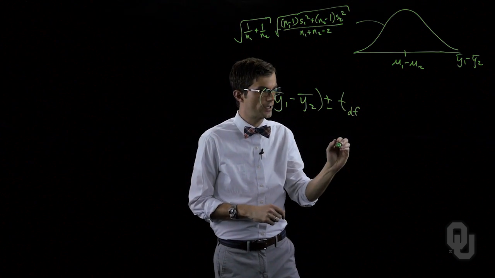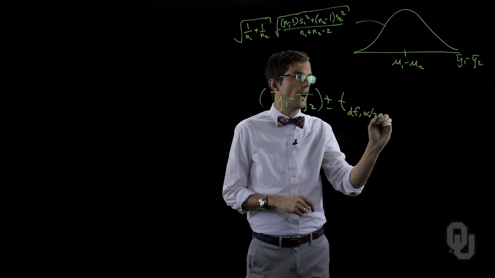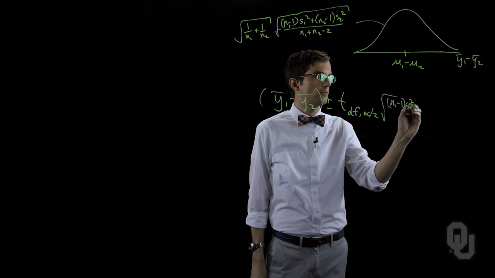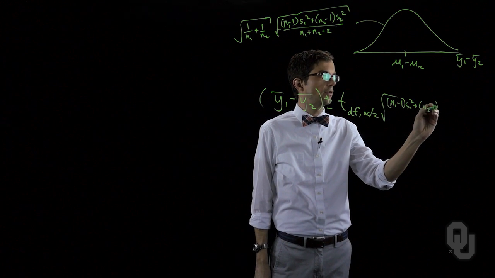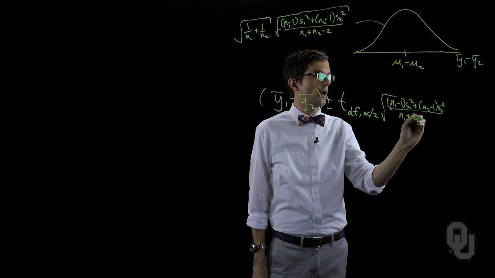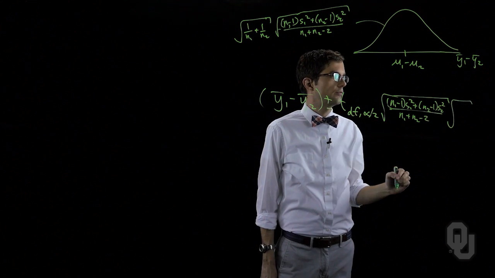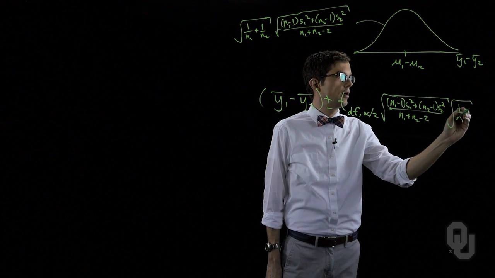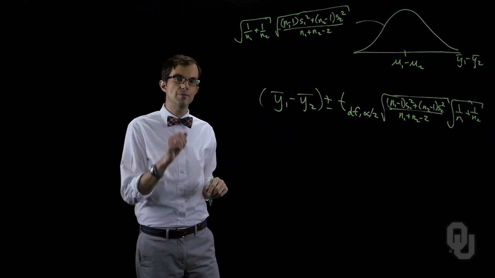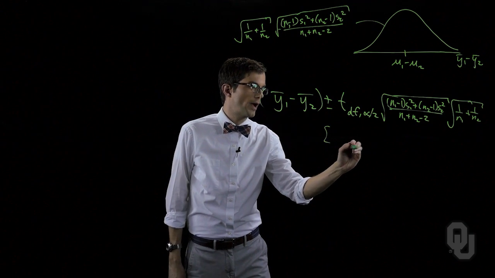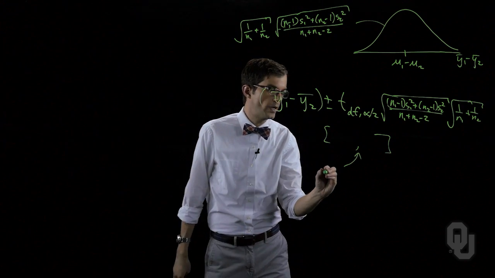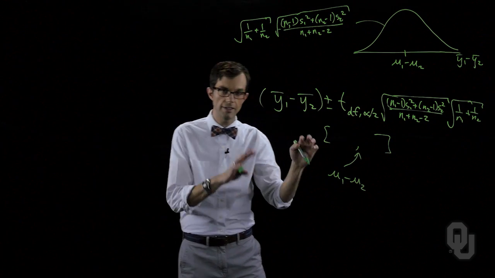So this margin of error is going to be t for our particular degrees of freedom, alpha over 2, times the square root of (n1 minus 1 times s1 squared plus n2 minus 1 times s2 squared) all over n1 plus n2 minus 2. And we're going to multiply that by the square root of 1 over n1 plus 1 over n2. Okay? This is the confidence interval for the difference in means. It's going to produce some lower bound and some upper bound. And inside that set of bounds, we think mu1 minus mu2 really lies.